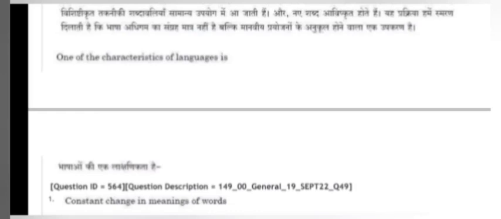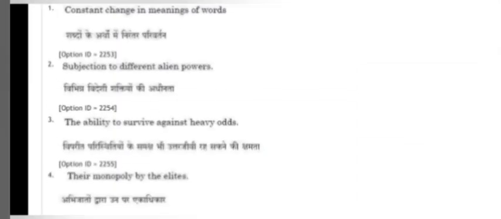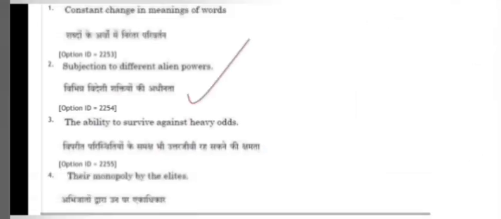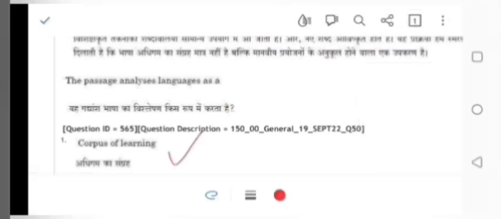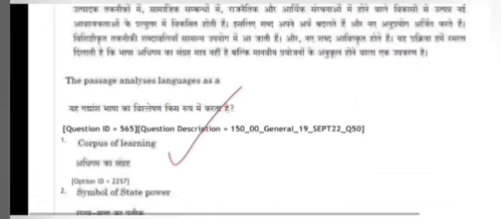One of the characteristics of languages is what? The subjection to different alien powers. Then next, last question, it says, the passage analyzes language as a what? Corpus of learning, symbol of state power, tool to meet human purposes, formal link between old and new generation. So it will be corpus of learning. That's all. I hope it will help you.